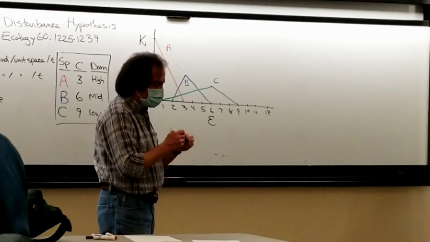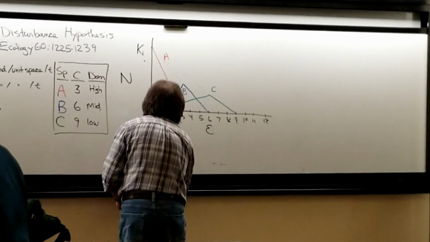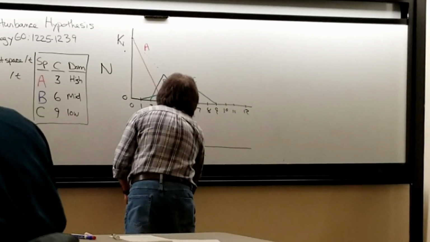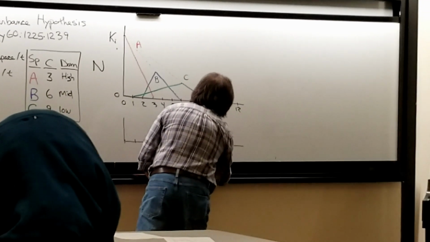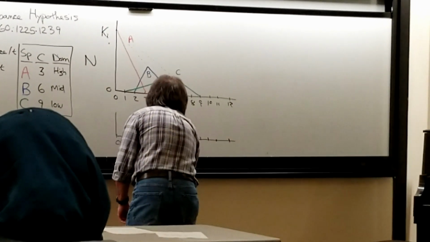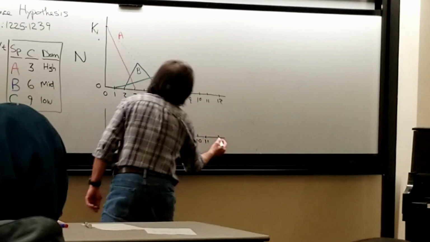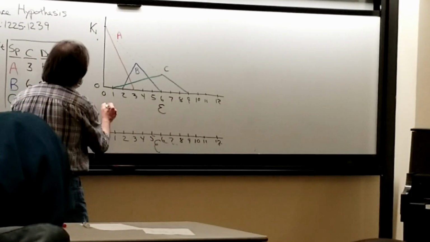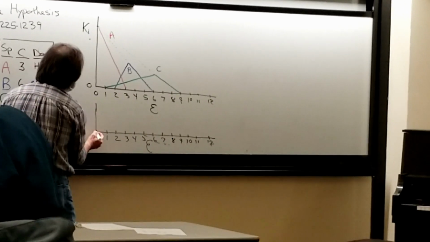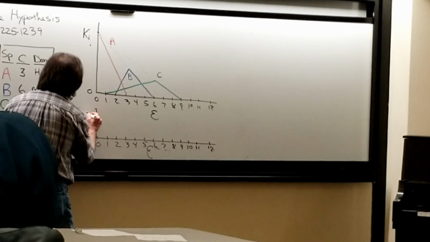All right, so one last thing to do. Let's draw another graph below it. Same x-axis. And let's keep track of species richness. What's richness? The number of species, and that ranges from what to what in this community? 1 to 3. So here's 0, 1, 2, 3.